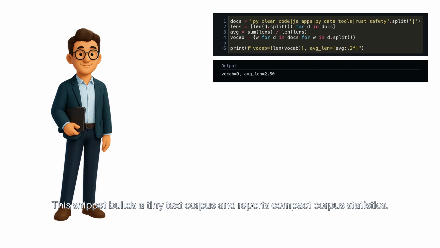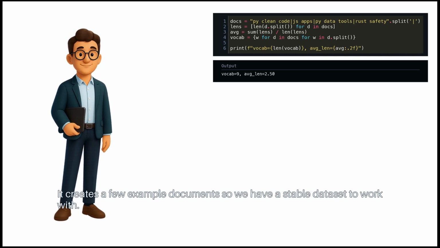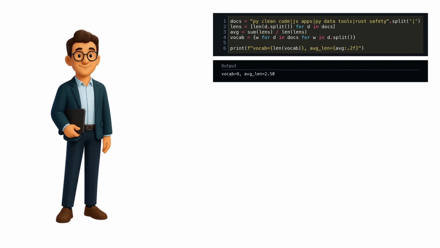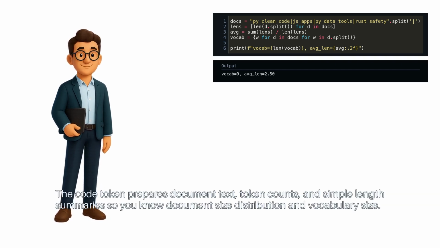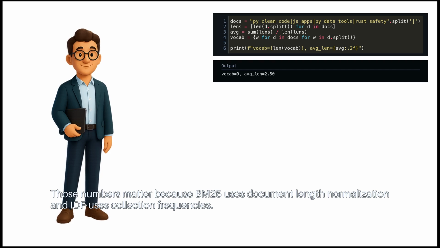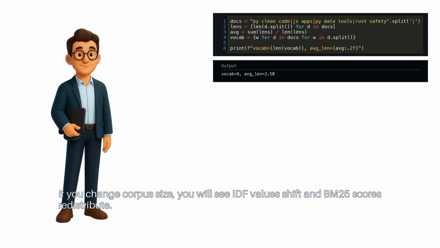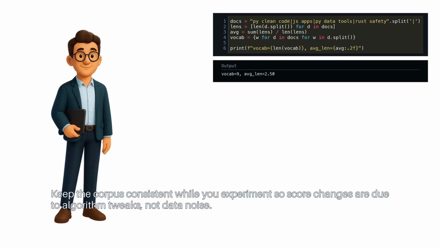This snippet builds a tiny text corpus and reports compact corpus statistics. It creates a few example documents, so we have a stable dataset to work with. The code prepares document text, token counts, and simple length summaries, so you know document size distribution and vocabulary size. Those numbers matter because BM25 uses document length normalization and IDF uses collection frequencies. If you change corpus size, you will see IDF values shift and BM25 scores redistribute. Keep the corpus consistent while you experiment so score changes are due to algorithm tweaks, not data noise.